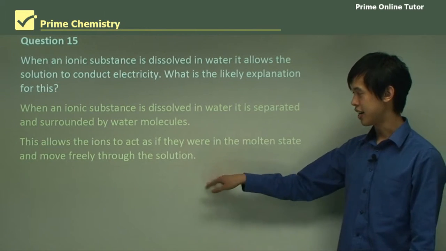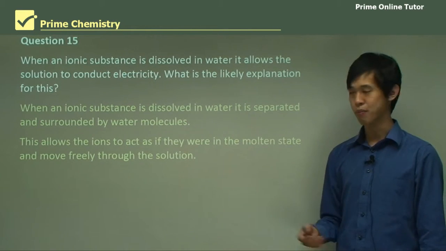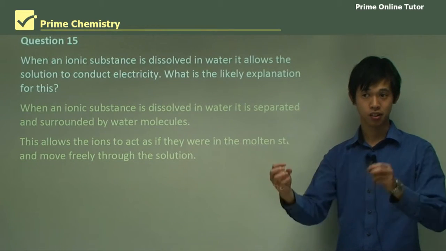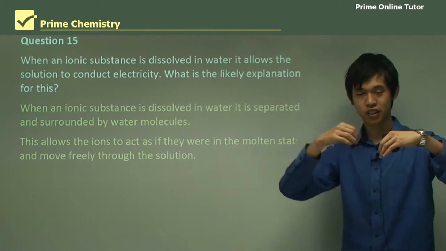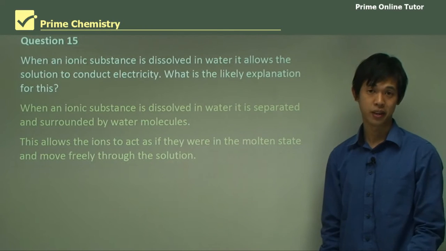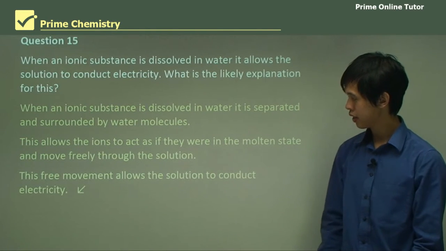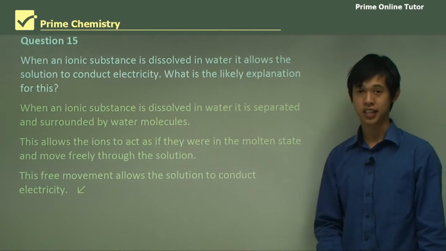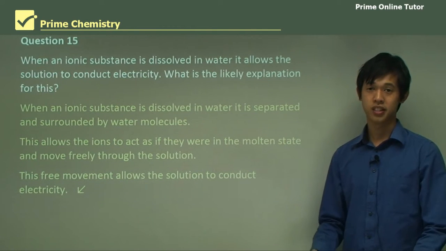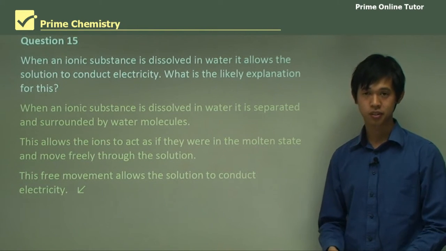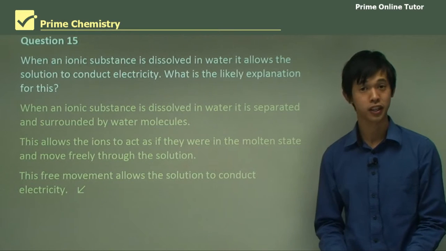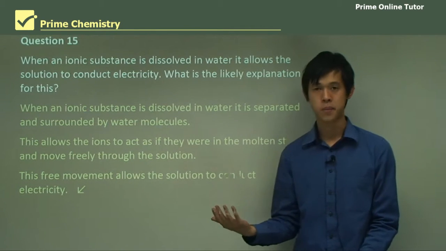Now this allows ions to act as if they were in the molten state and move freely through the solution, as I mentioned. So because they're surrounded by water, they can actually drift around through the solution however they want. Now this free movement allows the solution to conduct electricity, which means that dissolving salts will allow you to improve the conductivity of water. Okay?